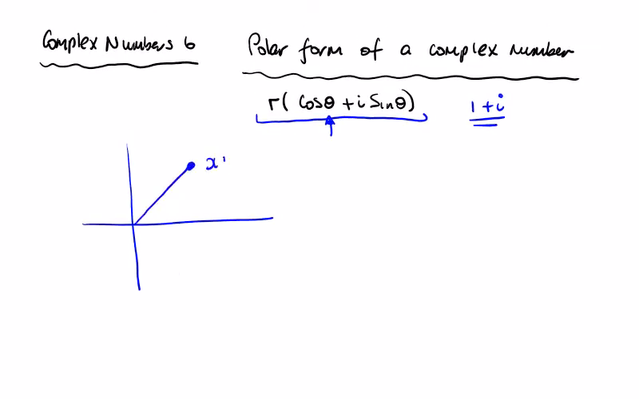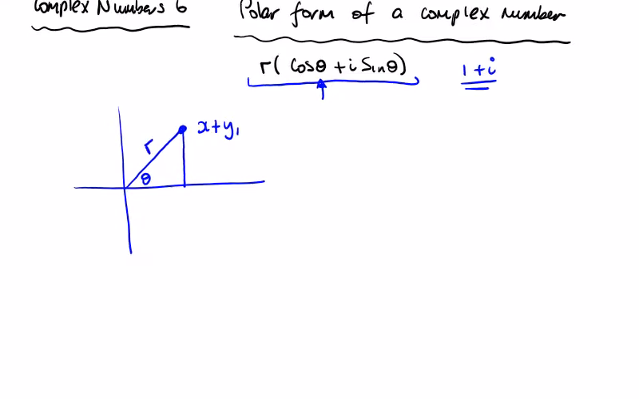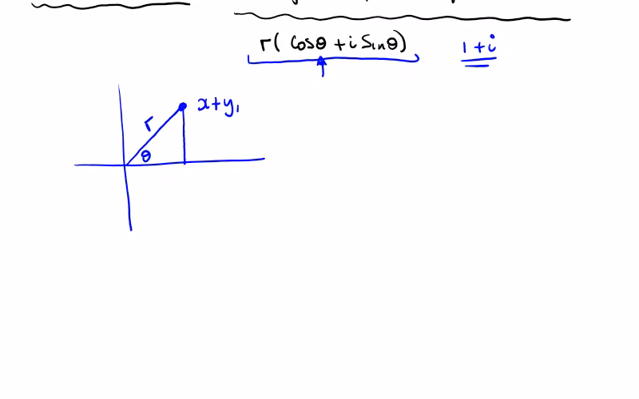Let's call it x plus yi. And let's drop this angle, or this drop down, and have my angle theta inside it here. Now this is my modulus, the length from the complex number to the origin. We're going to call it r. That's what's given to you in the formulae booklet.